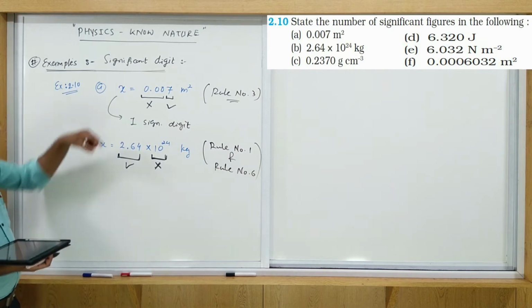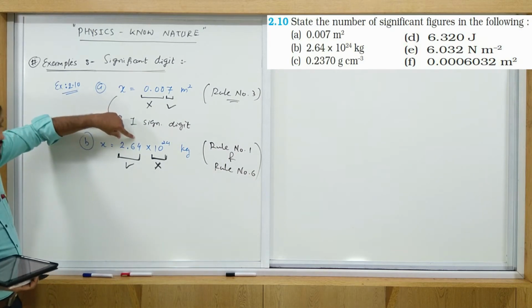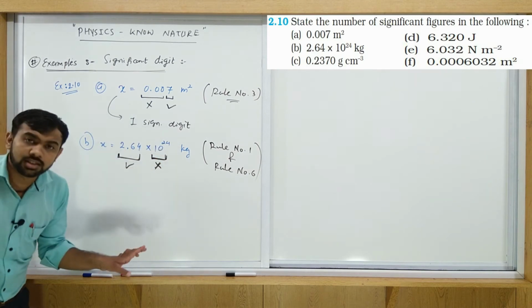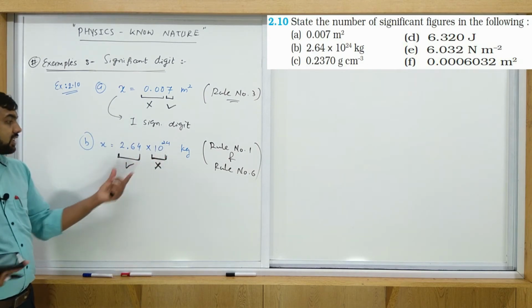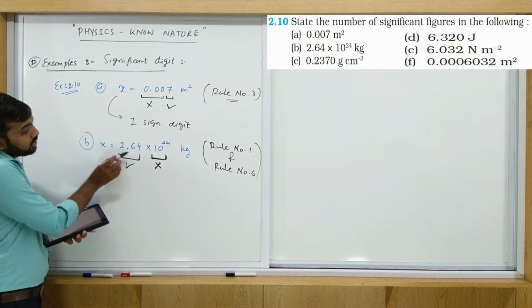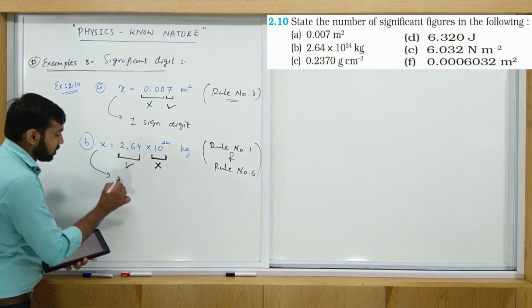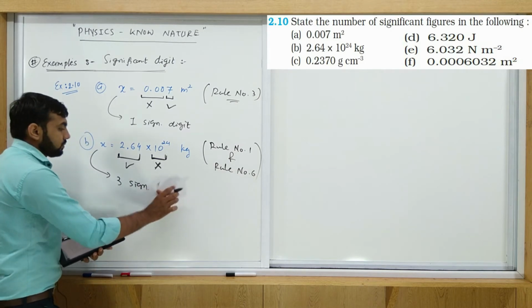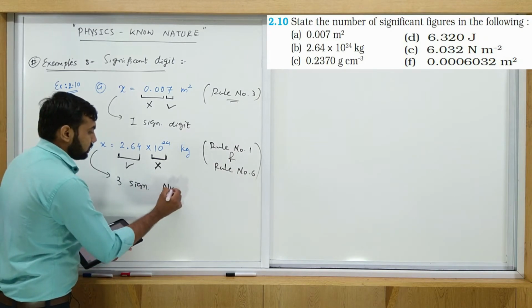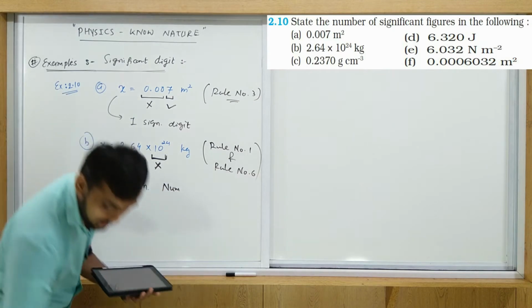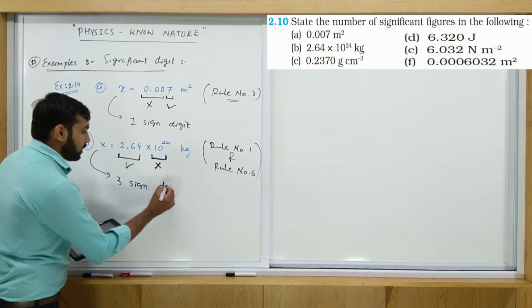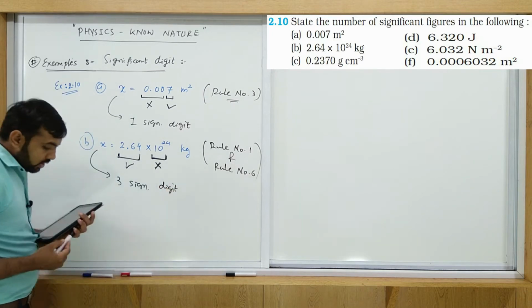What is rule number 1? All non-zero digits are significant. And what is rule number 6? Power of 10 is not counted as significant. So this is not significant, this is significant. How many numbers? See, 1 2 3. So the answer is 3 significant digits.